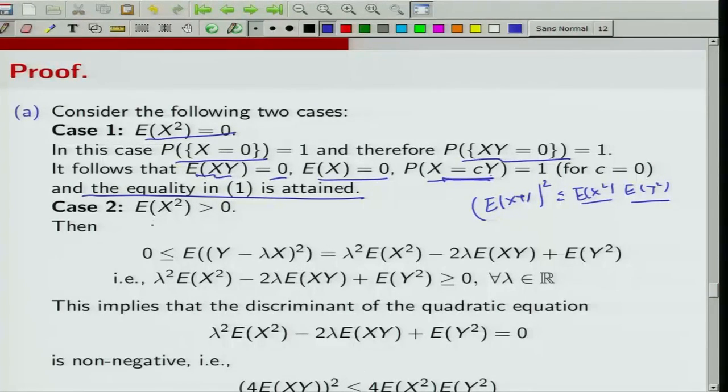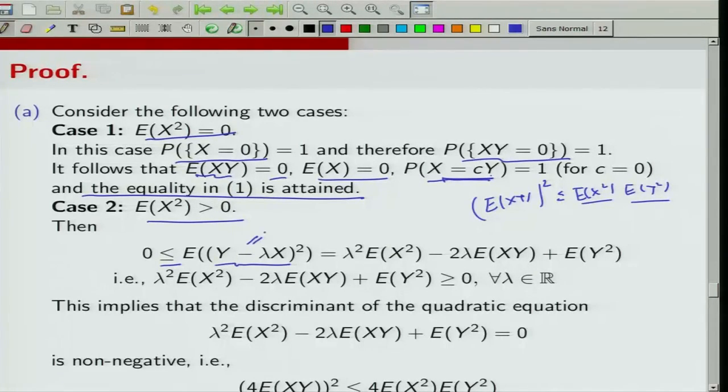Now, let us consider the situation where the expected value of X square is positive. Now, let us look at the quantity (Y minus lambda X) whole square, where lambda is some real constant. So, this is the expected value of a non-negative quantity, and I know that the expected value of a non-negative quantity is always non-negative. So, this is always greater than or equal to 0.